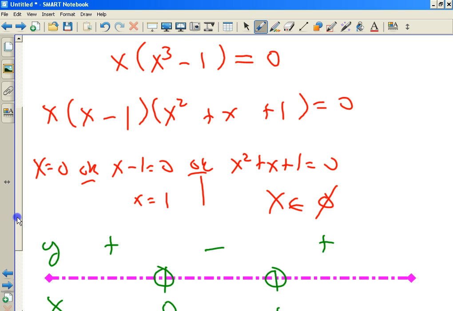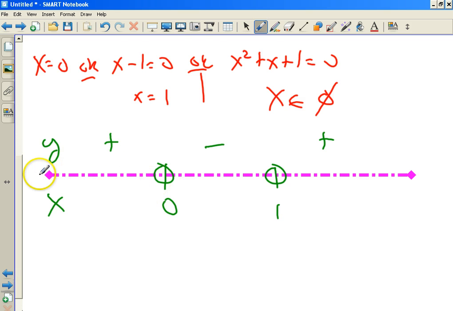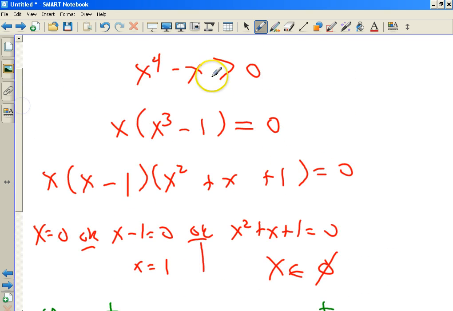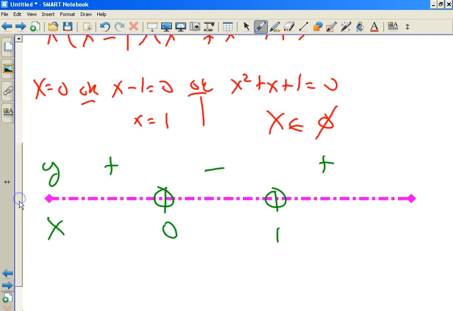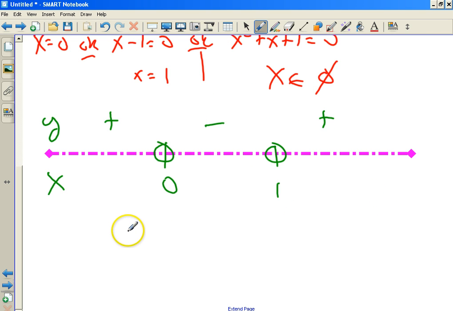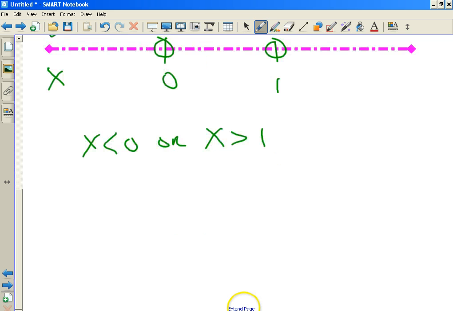So how do you write this answer? I don't want 0 because that makes it equal to, and I'm not allowing equal to this time, right? There's no equal to here. All right, so I'm not including 0, I'm not including 1, but I want everything to the left of 0 and everything to the right of 1. How do you write that answer? X is less than 0 or X is greater than 1. Okay, that works. Remember, or means union, so all of these numbers put together with all of these numbers.